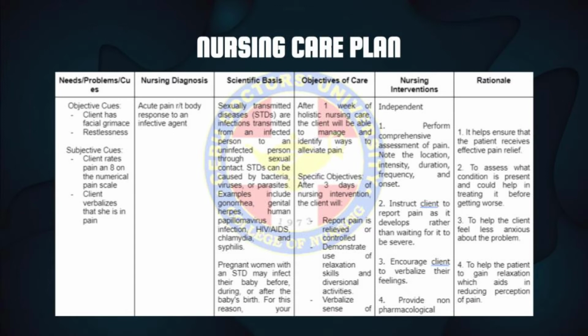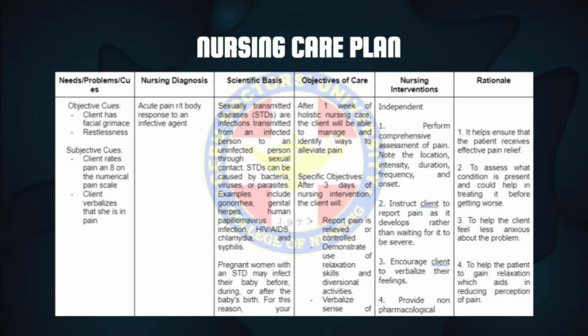So here we have our scientific basis. Sexually transmitted diseases are infections transmitted from an infected person to an uninfected person through sexual contact. STDs can be caused by bacteria, viruses, or parasites. Examples include gonorrhea, genital herpes, human papilloma virus, HIV, AIDS, chlamydia, and syphilis.